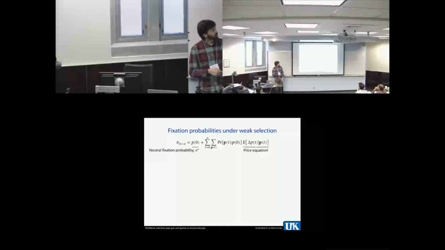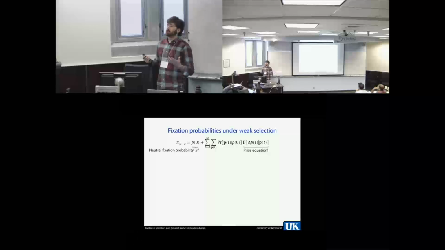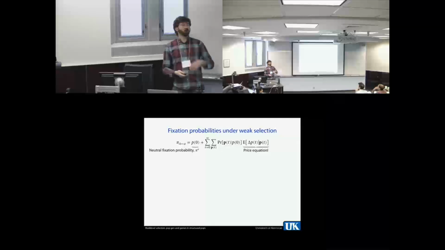So the nice thing is that this second piece here, this expected change given the population is in a certain state, is exactly the Price equation that we talked about earlier. This initial frequency of the allele is really just the neutral fixation probability. So if there's no natural selection, the chance that a single copy of A will get fixed is its initial frequency, which is 1 over the population size.